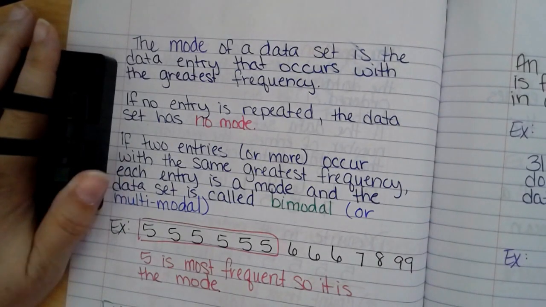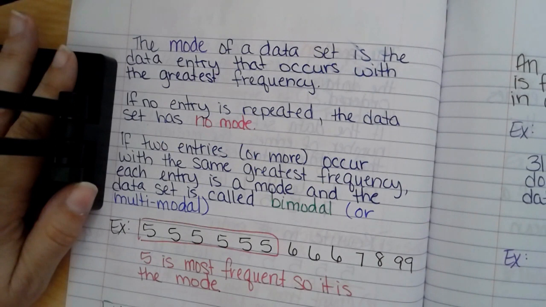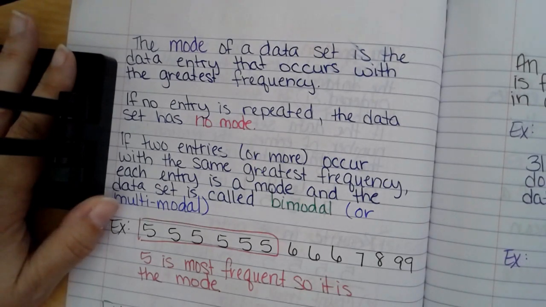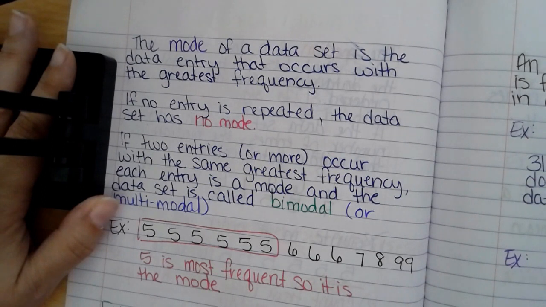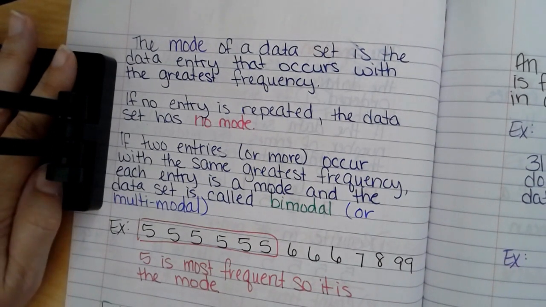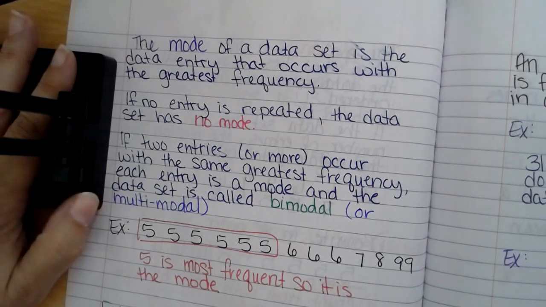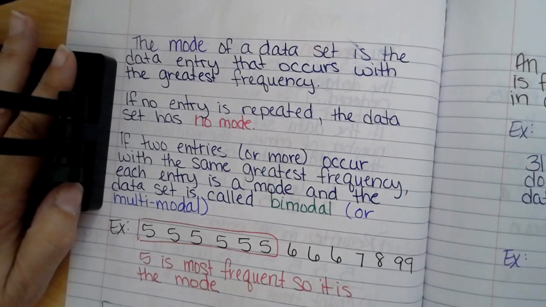The next type of measure of central tendency is the mode. The mode of the data set is the data entry that occurs with the greatest frequency. If no entry is repeated, the data set has no mode. If 2 or more entries repeat and have the same amount of repetition, then each entry is a mode. If we only have 2, it's called bimodal. If you have multiple, then it's multimodal.